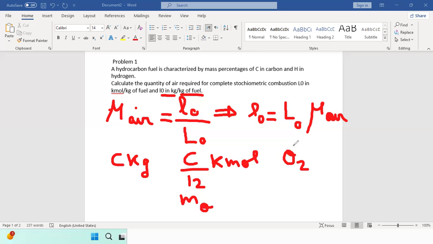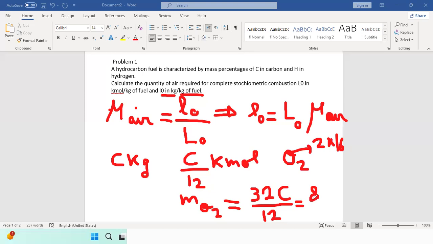We know that the molar mass of O2 is 2 times 16, which is 32. So we can say that the mass of O2 required in this case will be 32 times C over 12. So the quantity in kilogram of O2 required for combustion of C kilogram of carbon is 8 over 3 C.